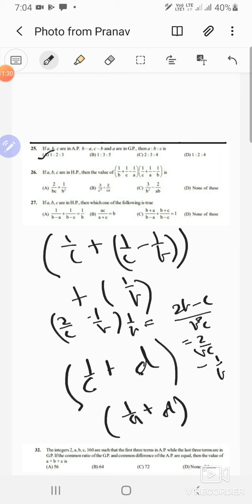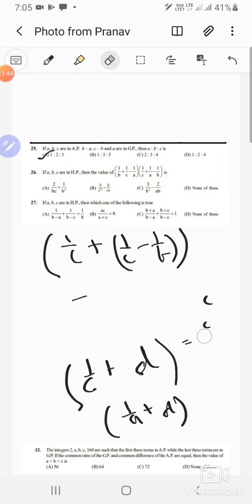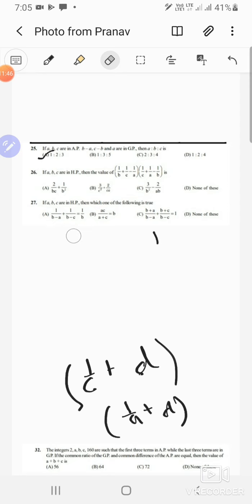So 2 upon bc, it should have been 1 plus 1 upon b squared. So maybe we are not supposed to do this in b and c. Fine, so let's just do this in b and a. Hopefully that will work. If it doesn't work, I will have to start it over again, which won't be fun. I just hope we are going correct on this one.